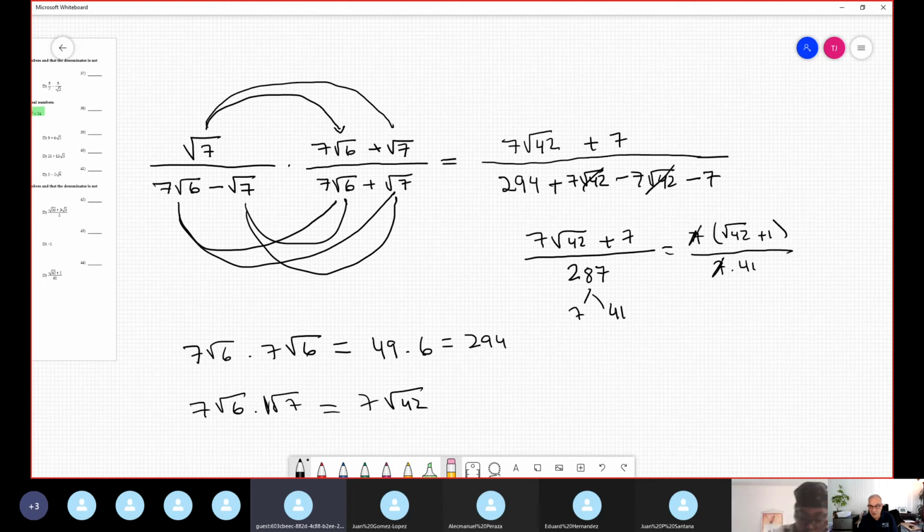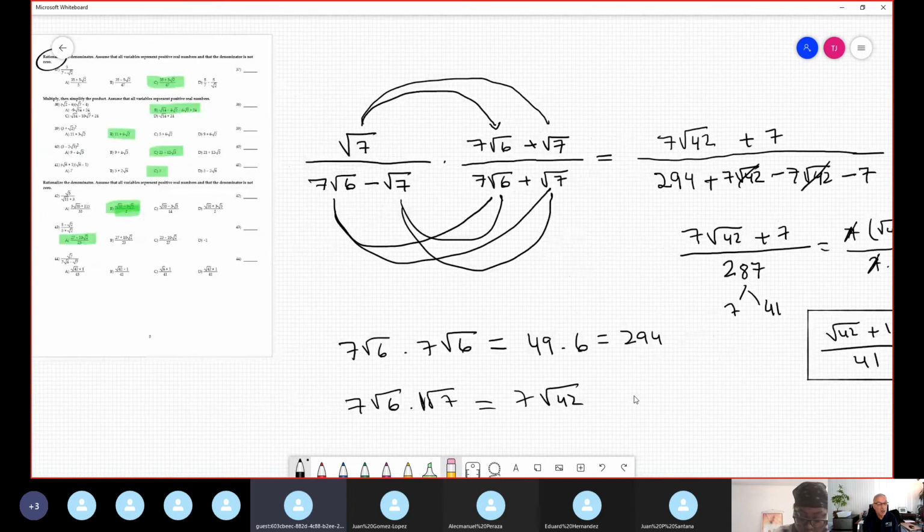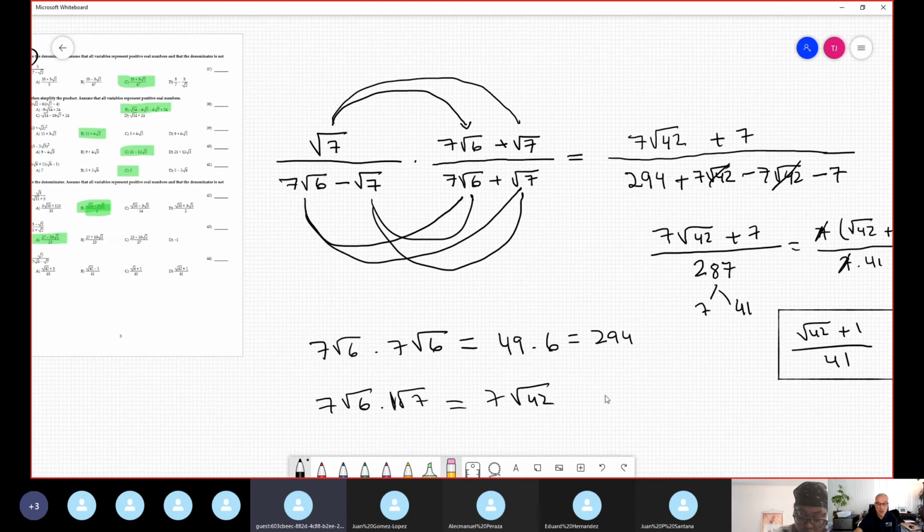And what is my final answer? My final answer is square root 42 plus 1 divided by 41, I suppose. Let me try to see in the options. There's radical 42 plus 1 over 41. It's the option D, yes. It's the option D. Wow.